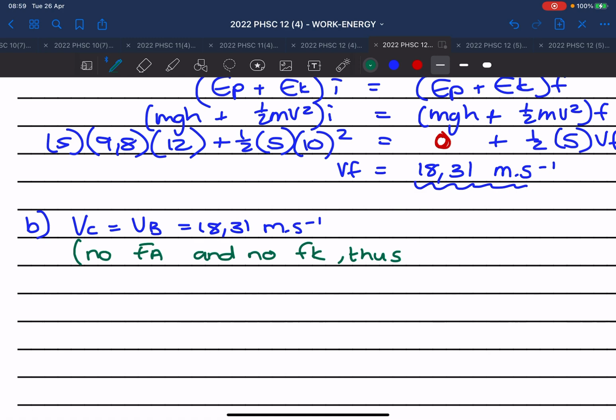Thus, nothing adding or removing kinetic energy. They can ask give a reason, so then that will be your reason. But this will most probably just be a one mark question.